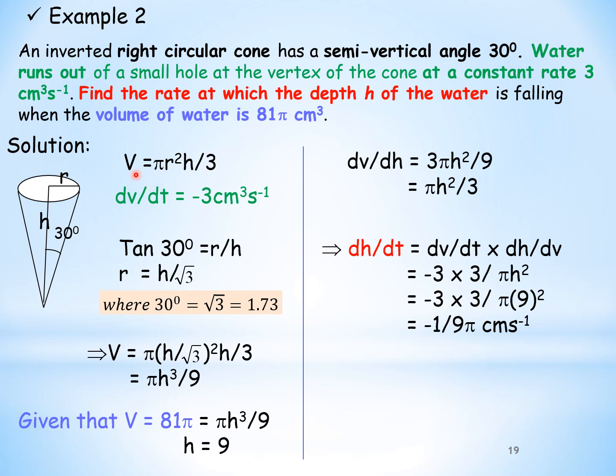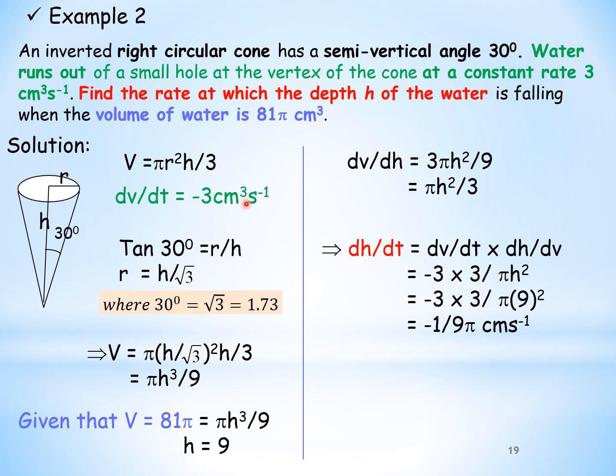Now you have V, you have R over, okay, so you have this one. Now you have dV over dt. How do I get this dV over dt here? This sentence: water runs out of a small hole at the vertex of the cone at a constant rate 3 cm³ per second. Dekat sini dia bagi tahu air tu mengalir keluar dengan kadar yang ni.